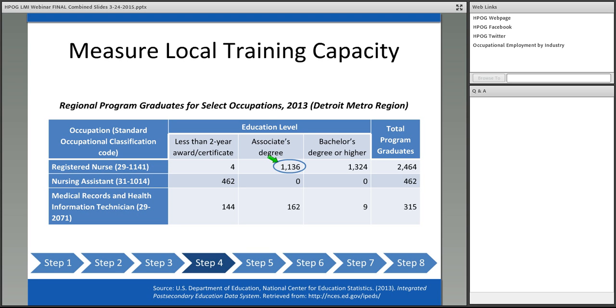One of the interesting findings looking at this data is that for registered nurses, almost half of new registered nurse graduates have a 2-year associate's degree. And this is increasingly a difficult issue for many new RN graduates, as hospitals are increasingly requiring new RNs to have 4-year bachelor's degrees.